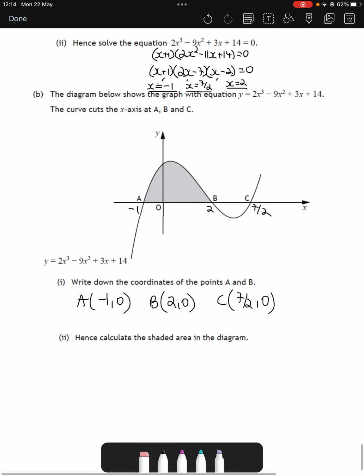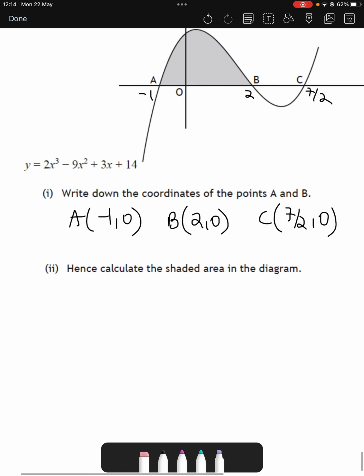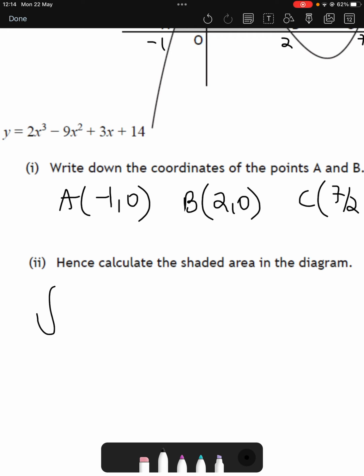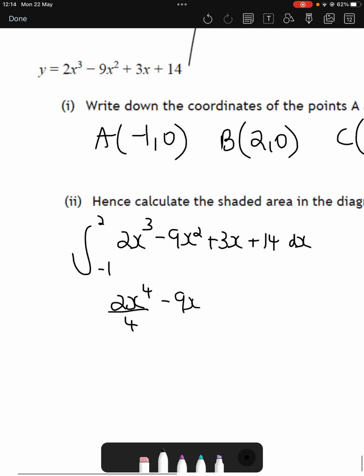Okay, so it's about using your answer from part A. Hence calculate the shaded area, right? The shaded area we can see only goes between 2 and -1 of our curve, which is this curve here. So always set up your integral first, before you do anything. Now we can integrate, right? So increase your power, divide by your new power. Increase your power, divide by your new power. Increase your power, divide by your new power.